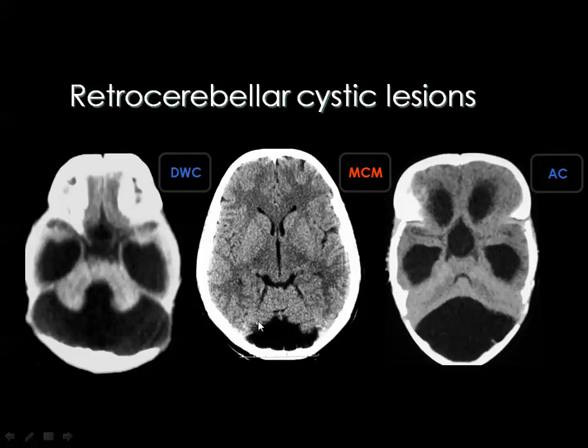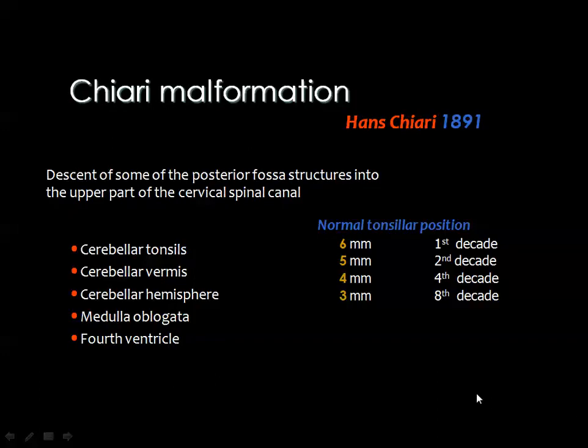In cases of megacisterna magna, there is a cyst posterior to the cerebellum. The cerebellum is good, the fourth ventricle is normal, the vermis will be present, and the supratentorial ventricles are not dilated. Retrocerebellar arachnoid cyst: there is a cyst which is not communicating with the fourth ventricle, but due to the compression effect, there will be supratentorial hydrocephalic changes.